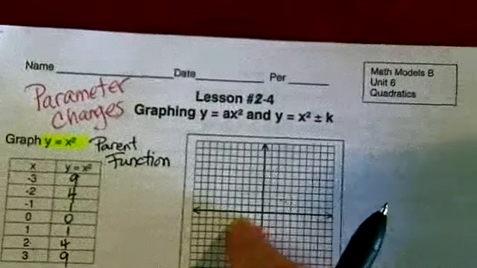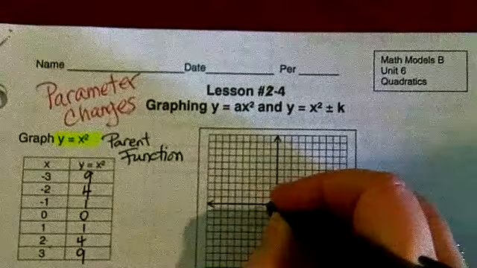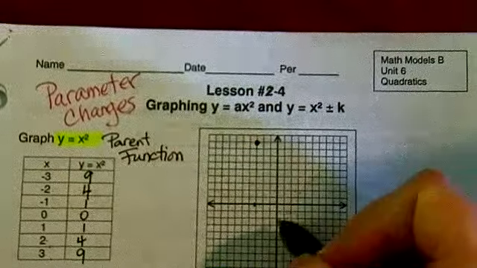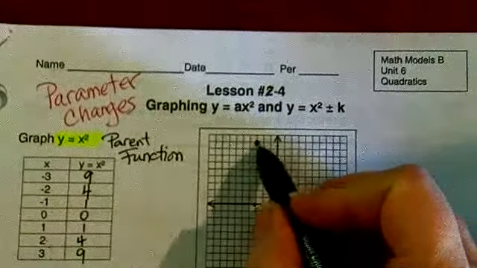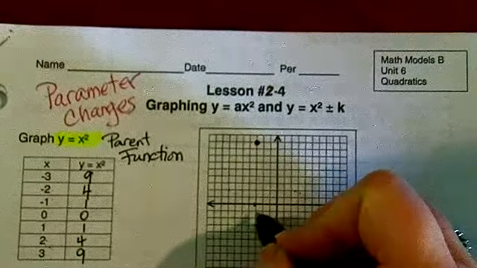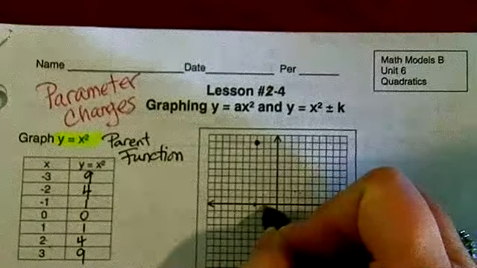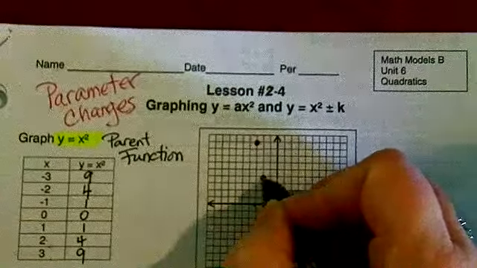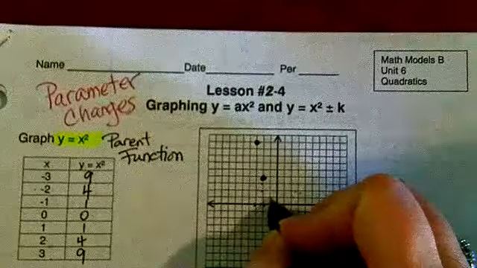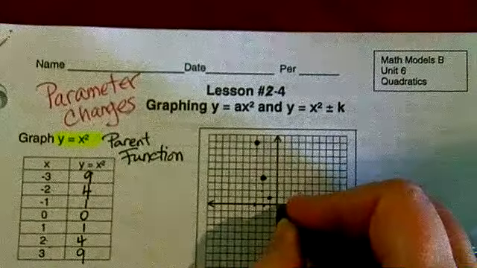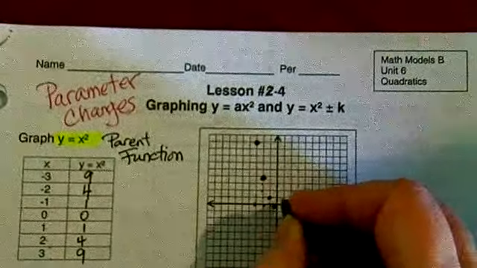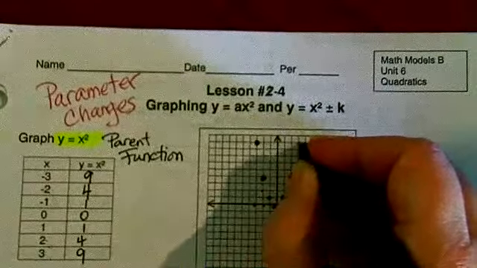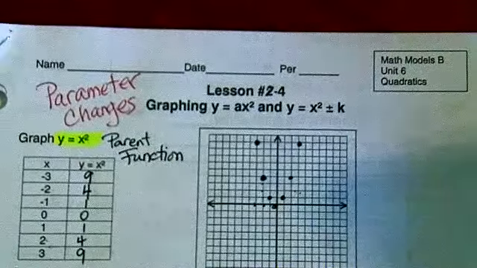Let's go ahead and graph this here. So -3, up 9. I happen to know this is 10 squares, so I just put 1 down instead of counting really up to 10. -2 and then up 4, -1, up 1, 0, 0, 1, 1, 2, 4, and 3, 9.